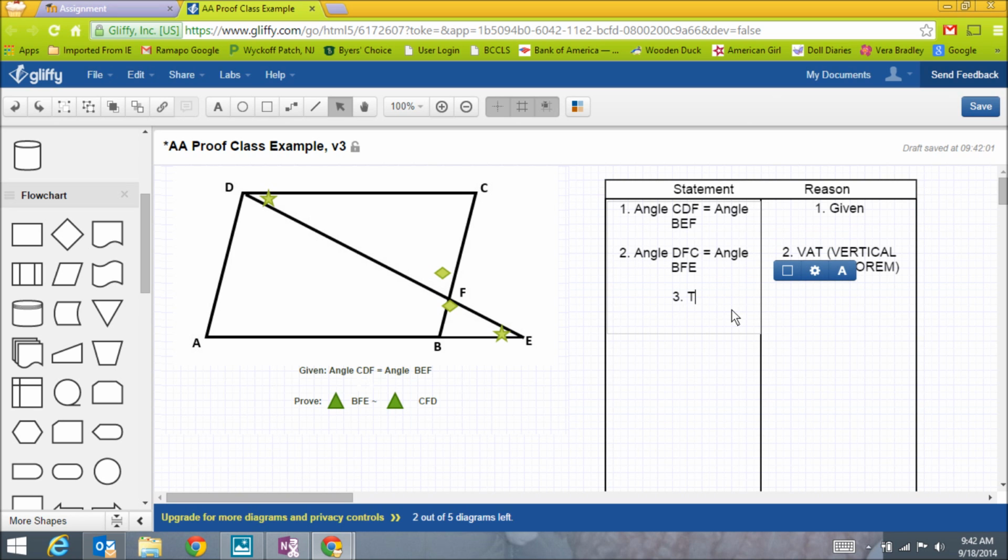We want to prove that triangle BFE is similar, and that's done by that little squiggly mark, to triangle CFD. And over in our reason column, we are finally going to get to use that theorem that we loved, which is our AA theorem, or the angle-angle theorem. Therefore, we have shown that the two triangles are similar according to the angle-angle theorem and have explained our reasoning in our two-column proof.